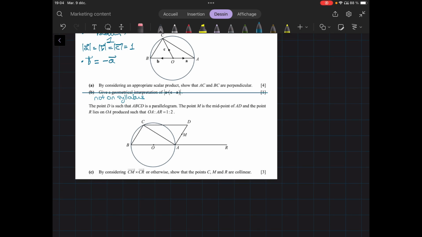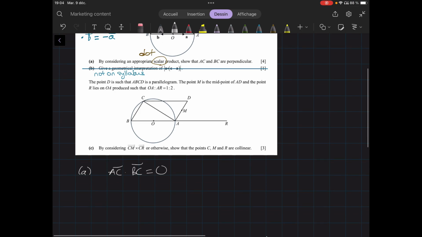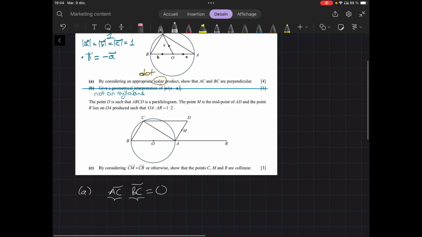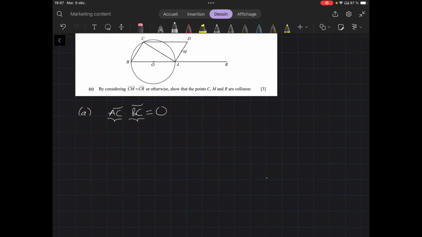By considering an appropriate scalar product, show that AC and BC are perpendicular. Sure, you are asked to consider a scalar product, in other words, a dot product. So, to show that two vectors are perpendicular, their dot product has to be equal to 0. To do this, you then need to express AC and BC in terms of the vectors A, B, and C. So now, let's show this result legitimately.